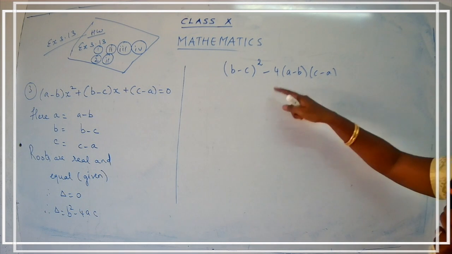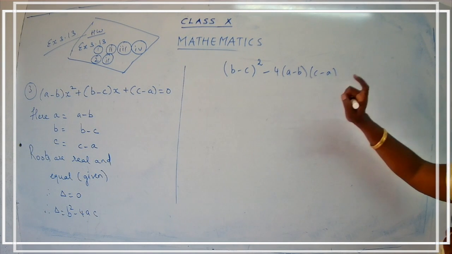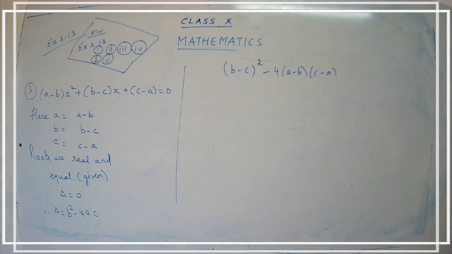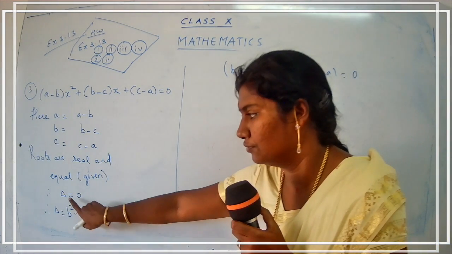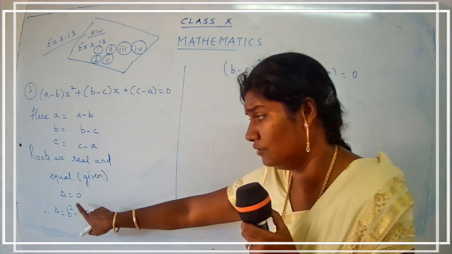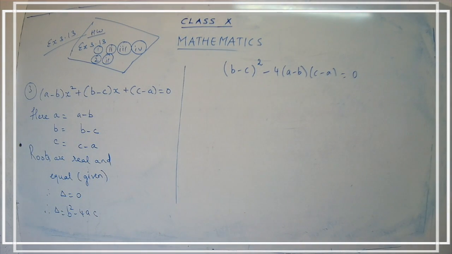Okay. So I have just taken down the value for B. I have taken the value for A. And also I have taken the value for C. This is equal to what, children? 0, because delta is equal to 0. Delta is 0. Delta is b square minus 4ac. So both are same. So b square minus 4ac is equal to 0.